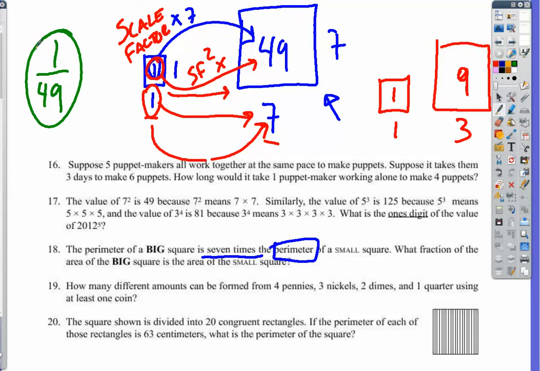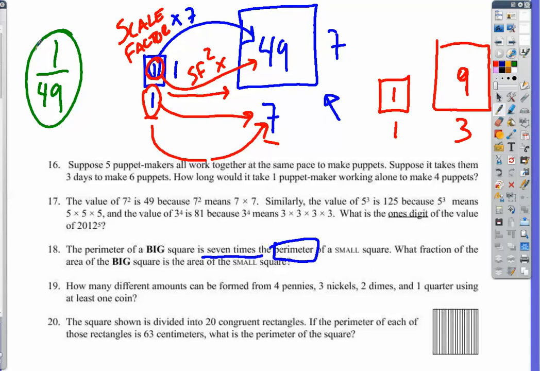All right, now scale factors can also be fractions. If you have a scale factor that is a fraction smaller than 1, you'll have a figure that is smaller. If you have a scale factor that is a fraction bigger than 1, like 3/2, then you'll have a figure that is bigger.